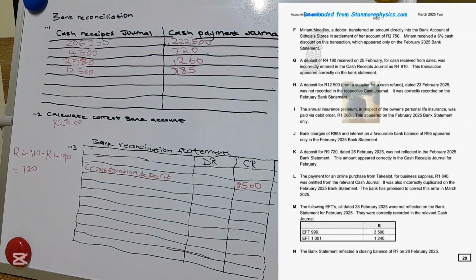885, and then this statement still continues. And interest on favorable bank balance of 95. Interest on favorable bank balance, guys, means you are getting interest for having a positive balance in your bank account. As we are receiving this, we are going to record this 95 under the cash receipt journal.